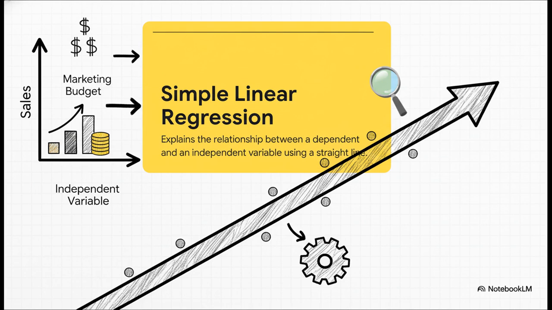And this, right here, is where something called simple linear regression comes into play. It's basically a method for figuring out the relationship between two things. You've got one variable you can control, that's the independent one, like your marketing budget. And then you've got the one you're trying to predict, the dependent one, like sales. And the whole idea is to connect them using a single, simple, straight line.